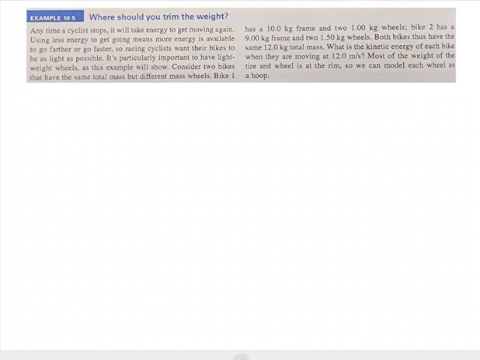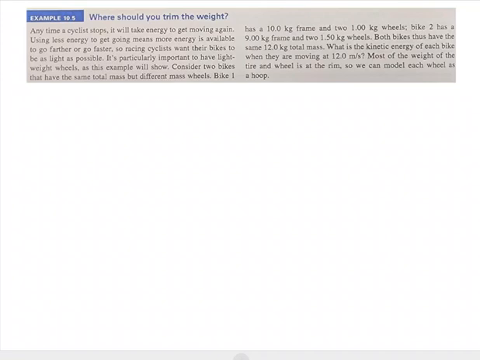So consider two bikes that have the same total mass. The question is, where should we put the mass? So different mass wheels. Bike 1 has a 10 kilogram frame and two 1 kilogram wheels. Bike 2 has a 9 kilogram frame and two 1.5 kilogram wheels. Both bikes, therefore, have the same 12 kilogram total mass.